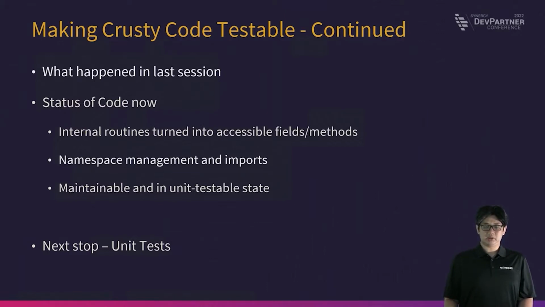Basically, in the previous presentation, we had old Crusty Synergy traditional code, and we did some work in it to make it more accessible and unit testable. Particularly, there were some internal routines which we turned into a more accessible class with fields and methods. We encapsulated them in a namespace for easier namespace management and imports. The end result is more maintainable and unit testable code, and from there, we can start writing unit tests around it.